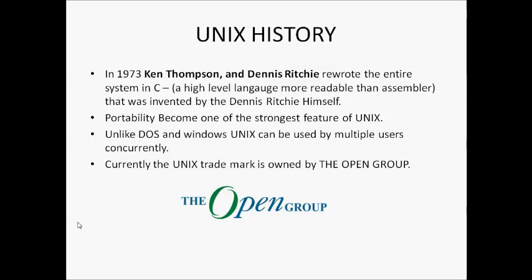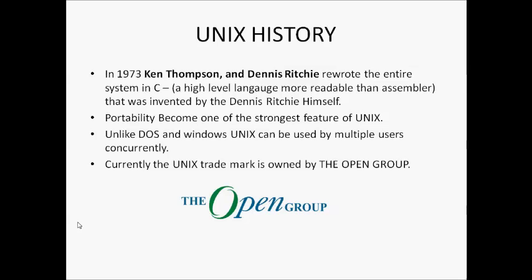In 1973, Ken Thompson and Dennis Ritchie rewrote the entire system in C, a high-level language more readable than assembler, that was invented by Dennis Ritchie himself. In the past, operating systems were developed in assembly language, but this operating system was developed in the C language. Portability became one of the strongest features of Unix. It can be ported from one hardware to another without much disturbance. Unlike DOS and Windows, Unix can be used by multiple users concurrently. Unix is a time sharing operating system. Multiple users can work on it without any problem. If you are working on it, your friend can also work on another system by accessing the server. So you, your friend and multiple other users can access the same server at the same time.